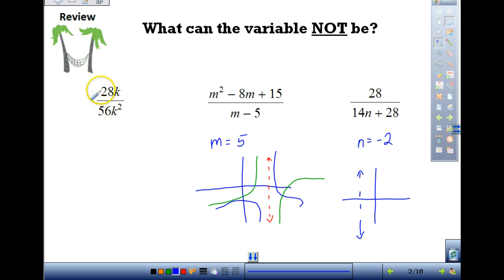Over here, if you simplified everything, 28 goes into 56 2 times, I believe. This will simplify to 1 over 2k. Okay. And k could not equal 0. So on this one, the asymptote will actually be right there. And it'll look something like this.